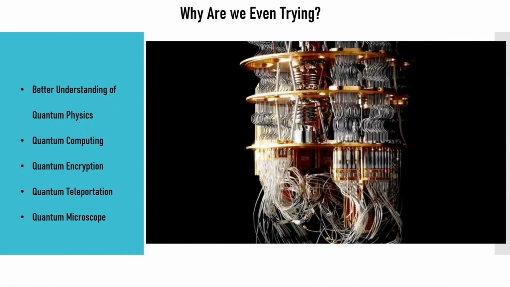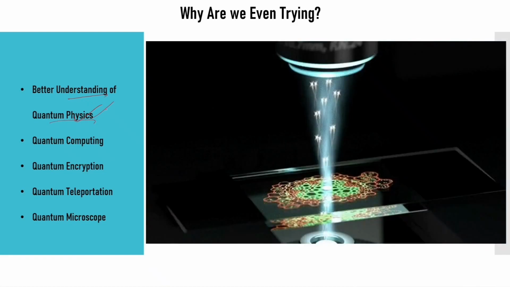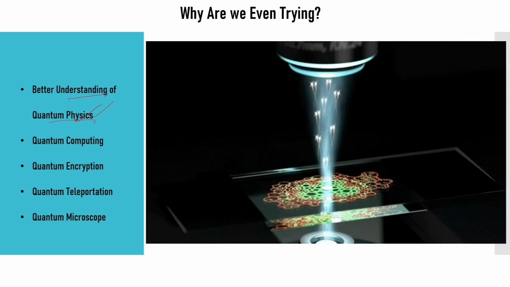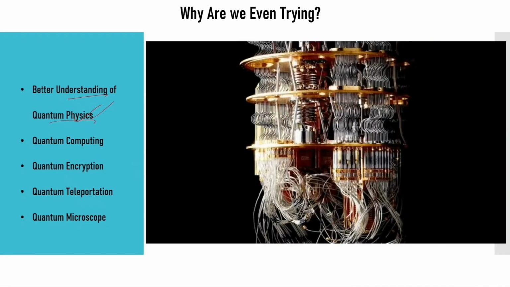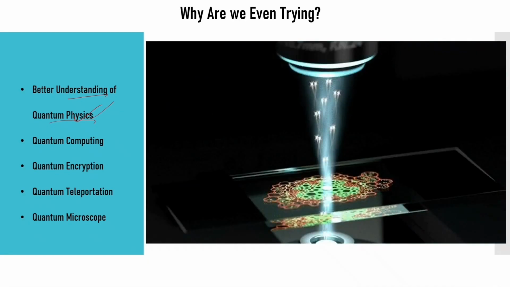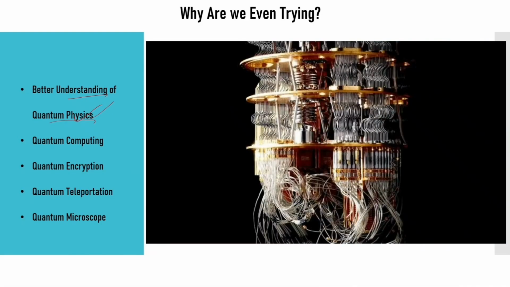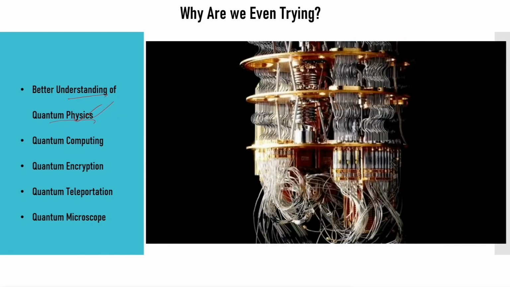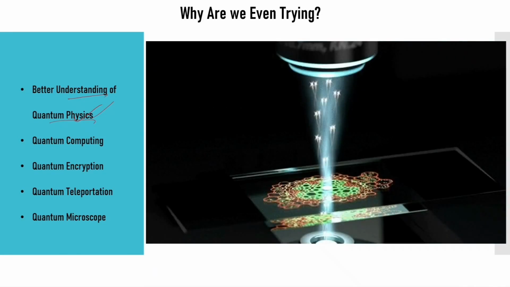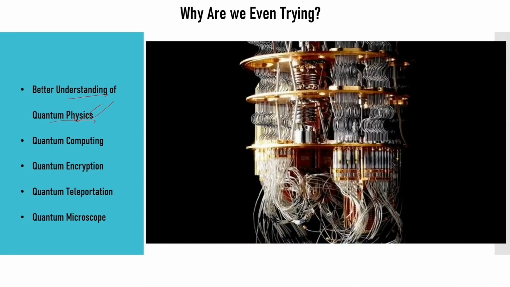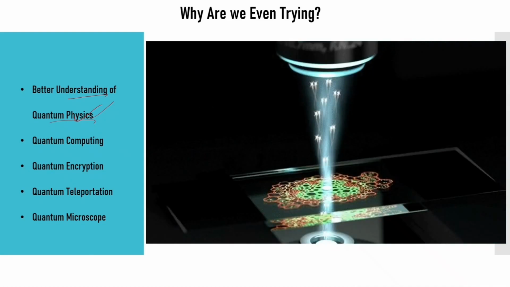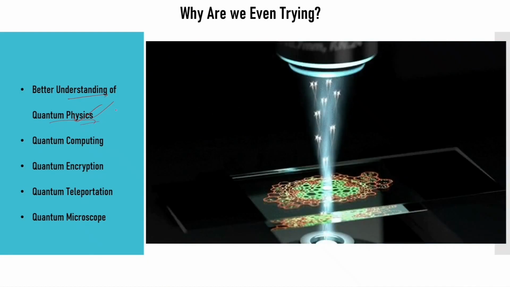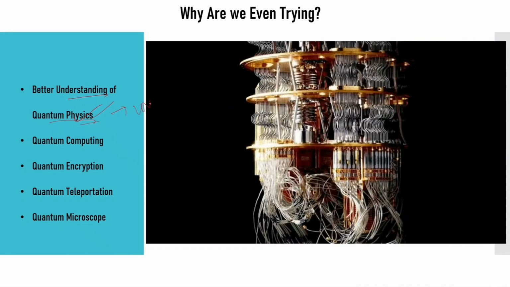So the first and the biggest one is it will help in better understanding of quantum physics. Now we are trying to understand our universe and it's not easy. We have so many models. We have the classical model where we deal with big objects like us, balls, cars. We have the quantum model to study smaller objects like atoms and electrons. So better understanding of quantum physics will mean better understanding of our universe.